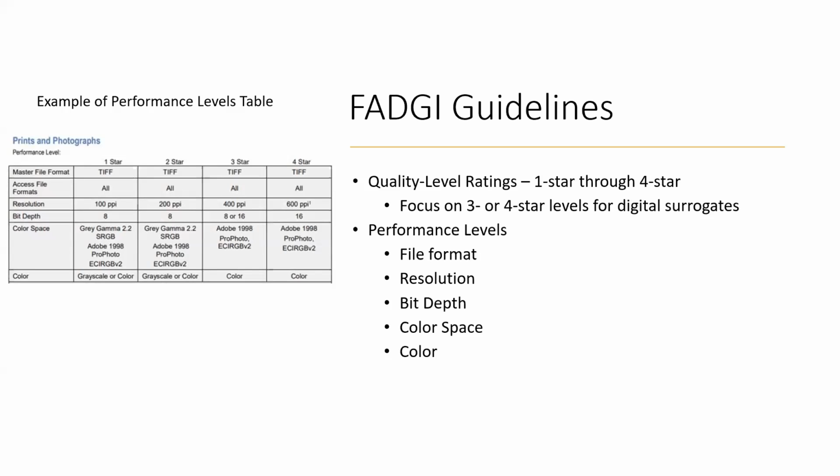I see one question in the chat. Do any of these guidelines address three-dimensional objects? I haven't found any in FADGI. The ones that I'm speaking to today are mostly for flat archival materials. But I'll send out a resource on three-dimensional objects. The guidelines for three-dimensional objects that I found are not as strict or as structured, but I'll try to send something out that might give you some guidance there.